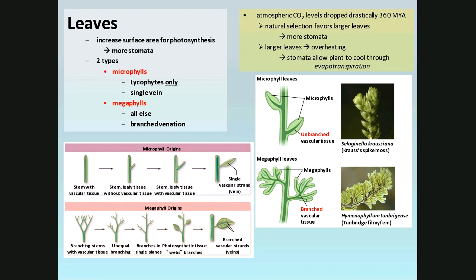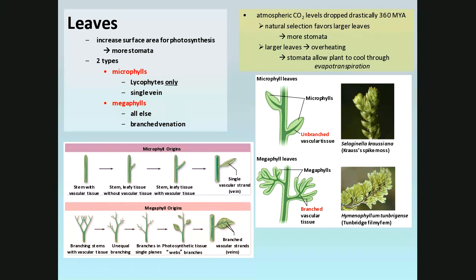All right, now the leaves. As I said, you move out on the land, you can take advantage of more sunlight by making larger leaves. So you increase your surface area for photosynthesis, and that's obvious what that's going to do. And of course, that makes more stomata, which means more carbon dioxide. So let's look at how that happens among plants. There are two basic ways it occurs. Among species of plants, there are those plants that have thin, unbranched leaves, like you see on the right, the microphylls. That Krause's spike moss, which is an organism still around today, is a lycophyte. And lycophytes have small little leaves with unbranched vascular tissue, microphylls.